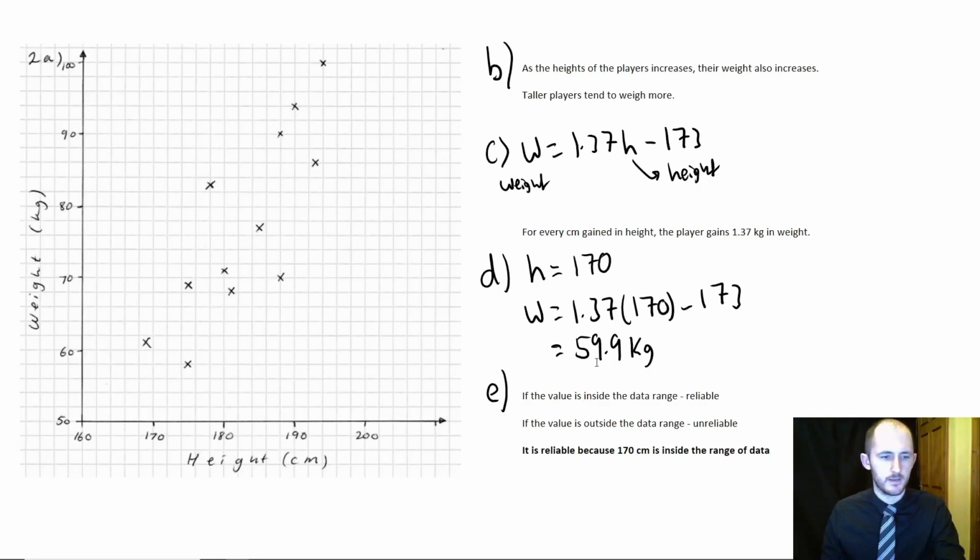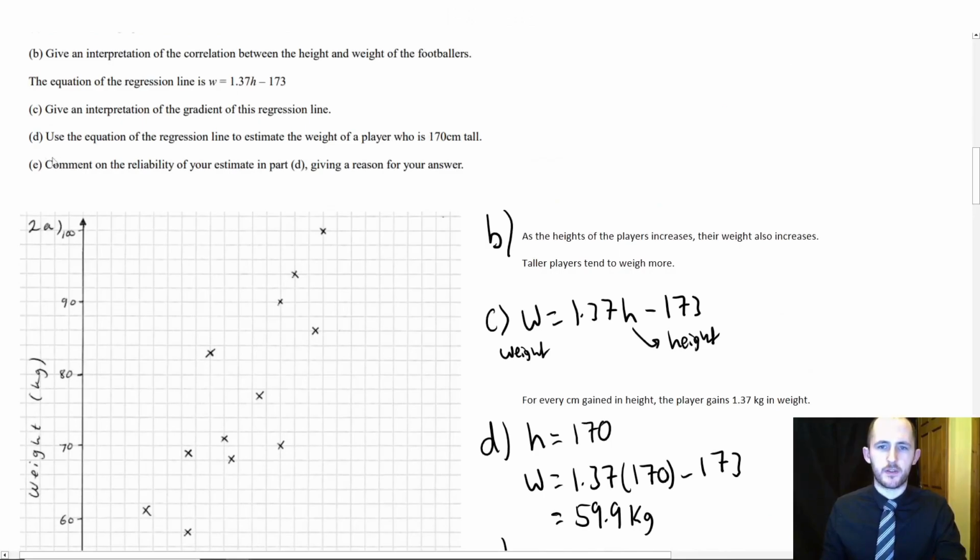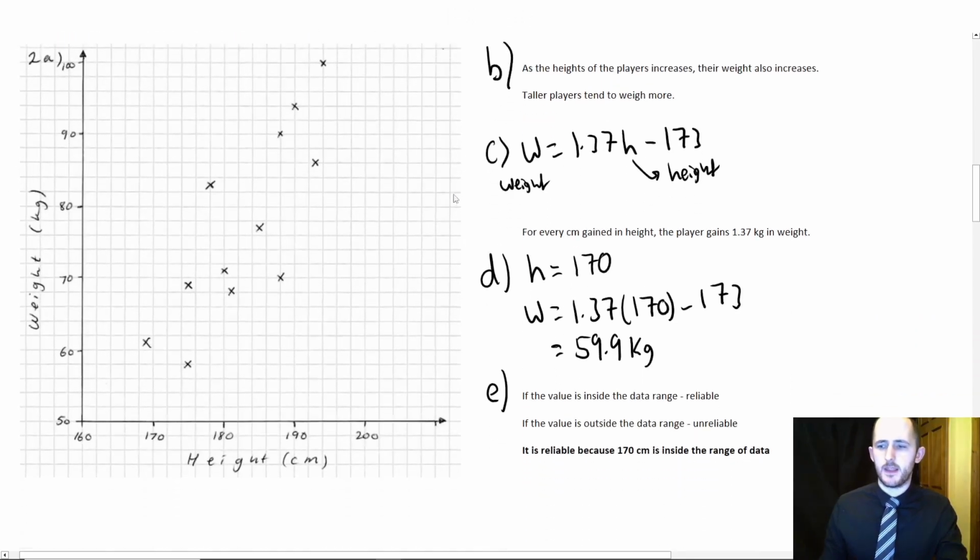Okay. So I'll just go over this last bit again. It asks us to comment on the reliability of the estimate in part D, which was when we used the regression line to estimate the weight of a player who is 170 centimetres tall. Okay? So, here's your conditions.